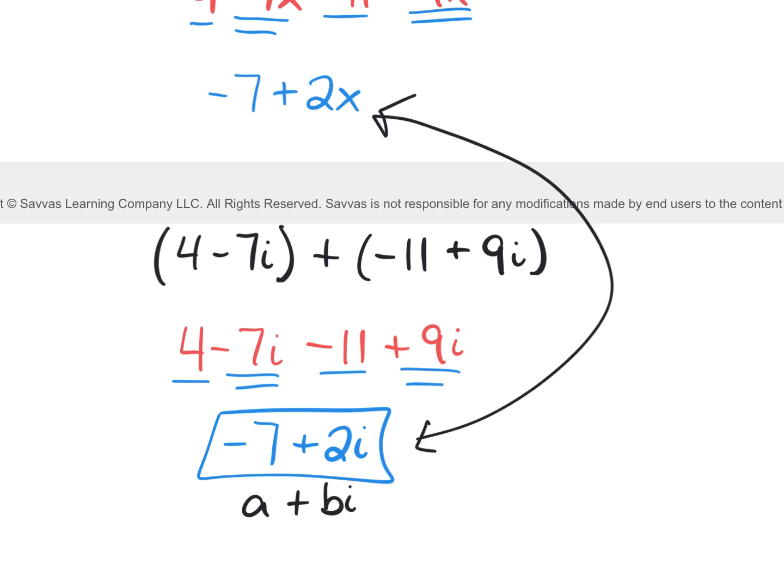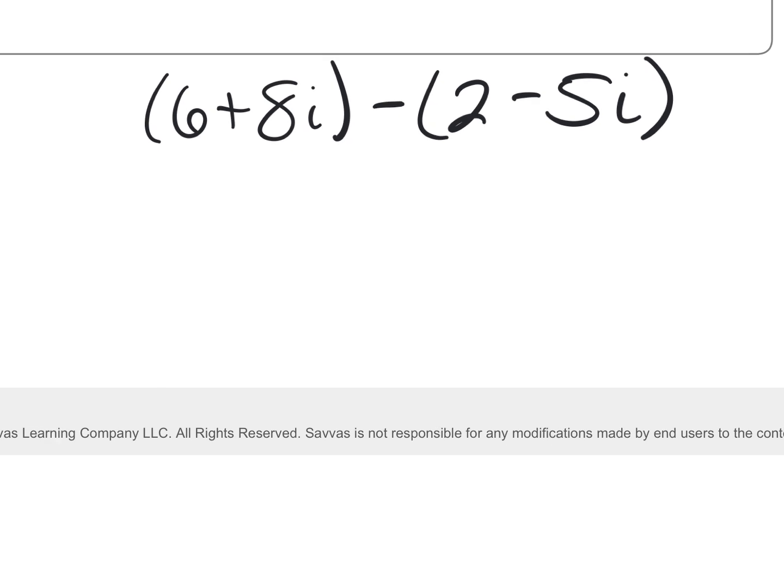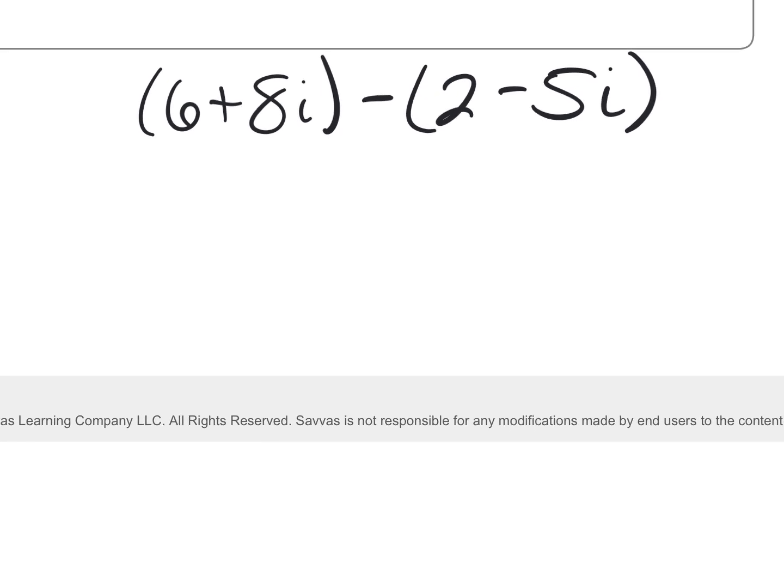Okay. One more thing we need to talk about is if I have this example, 6 plus 8i minus 2 minus 5i. What's the operation happening now? Instead of addition, we are subtracting. What do we think when we're subtracting binomials, which means two terms? Can the signs in here stay the same? No. Okay, remember, you're distributing that negative or you're swapping signs.